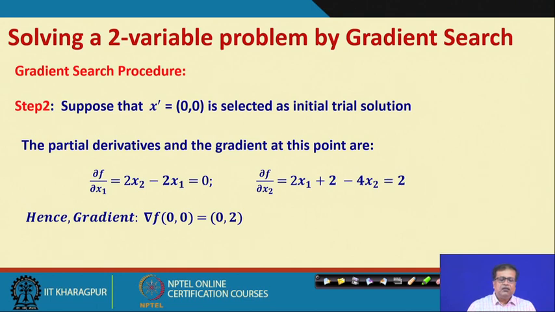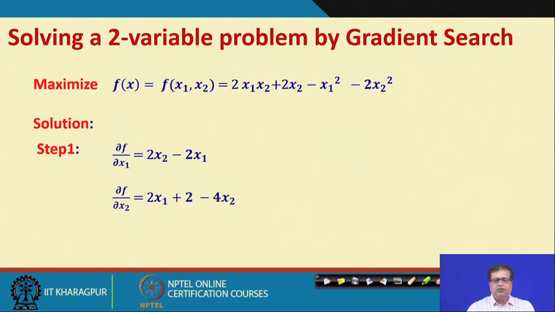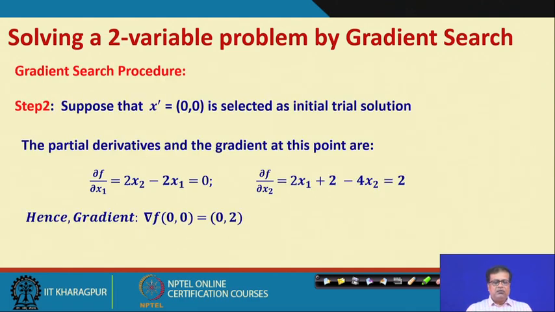After that, supposing we arbitrarily start at the point 0 0, the origin, because if you look at the function, its value is 0 at the origin, since x1 is 0 and x2 is 0. And if we are going to get a positive value, it will be higher than the 0 value. So, that is how we start at the origin.